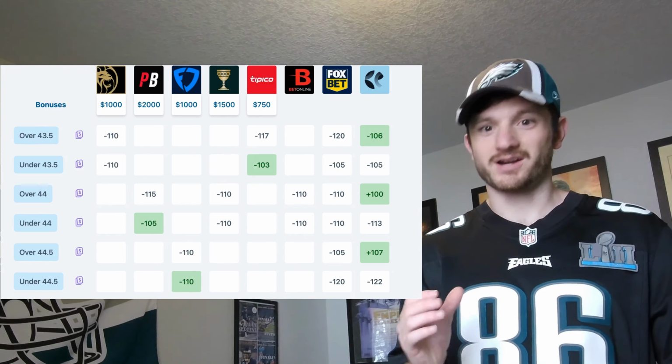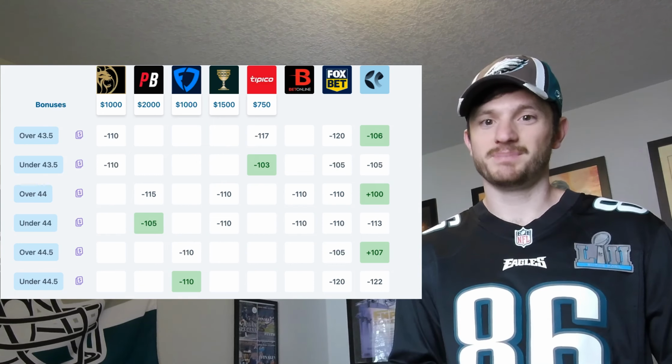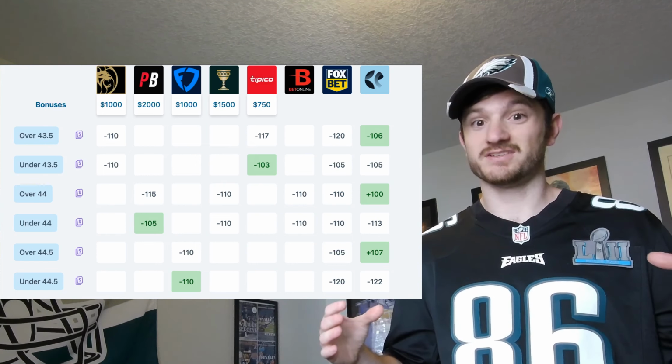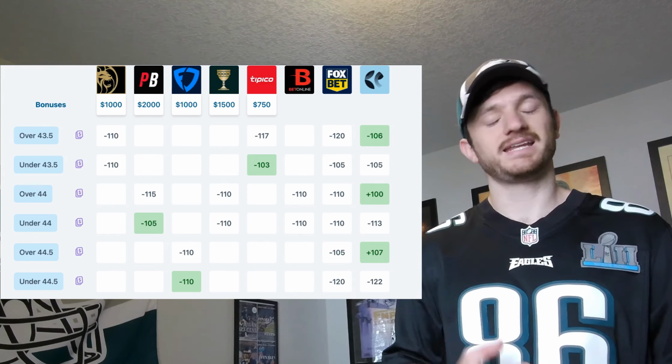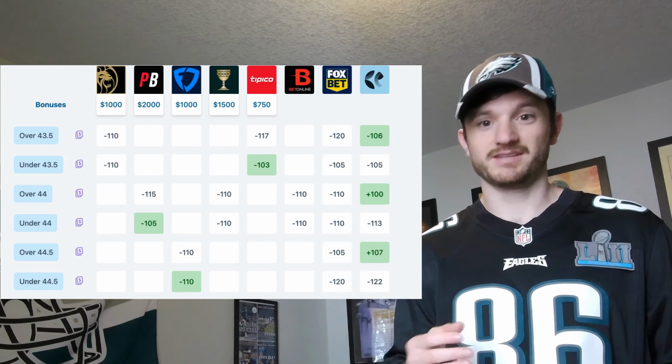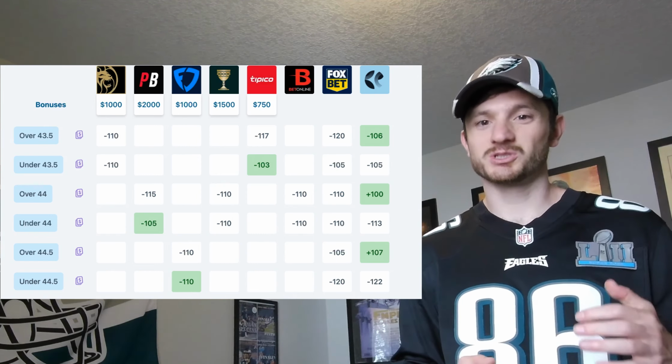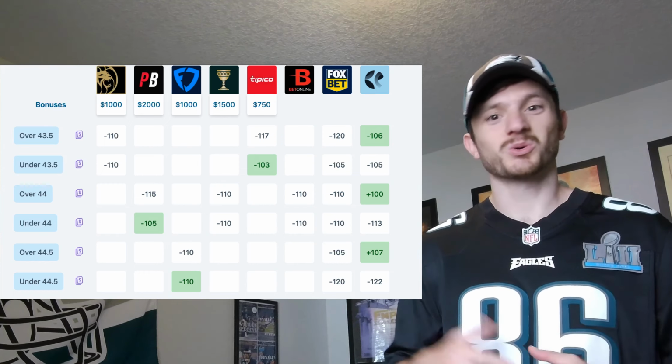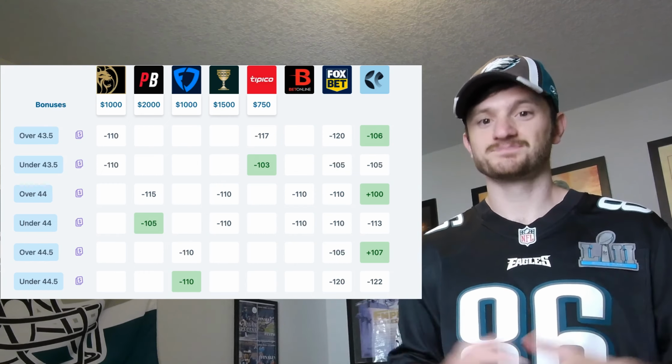Now, a point or half a point might not seem like a big deal, but over the course of a season, beating the closing line, even by half a point in terms of a total or a spread, can literally be the difference between making money or losing money on that entire season. So in general, if there is a total or a spread that you really like, make sure that you are line shopping and getting the best odds.